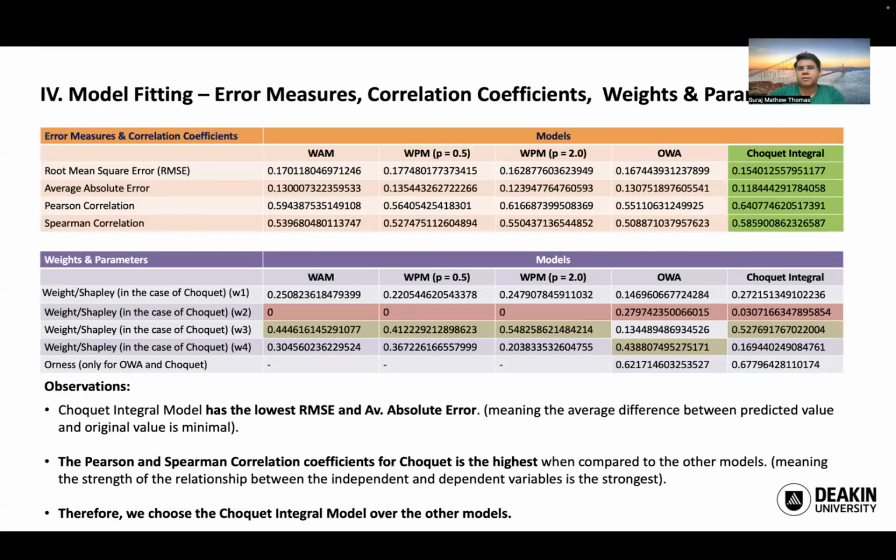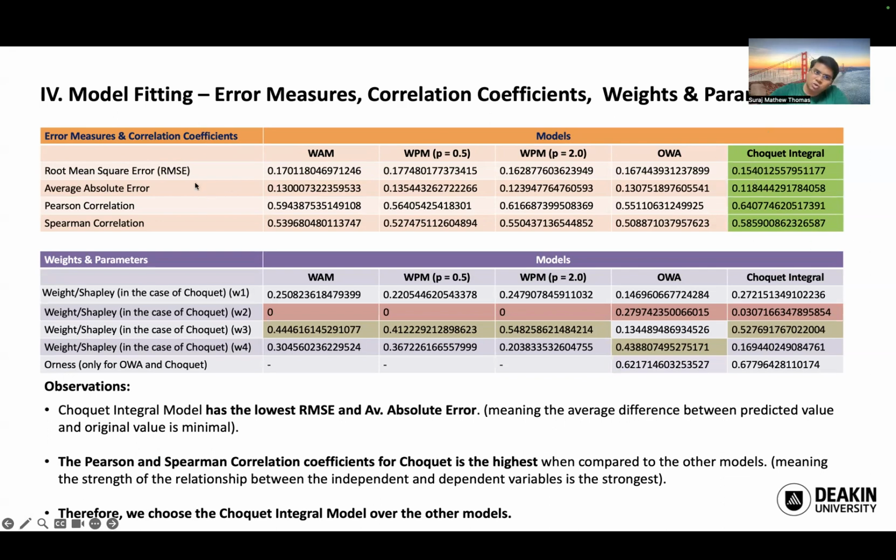Now, model fitting. For model fitting, we have been given 5 models: weighted average mean, weighted power mean with P equal to 0.5, weighted power mean again with P equal to 2.0, ordered weighted average, and the Choquet integral. When we fit the models, you can see that the Choquet integral has the lowest root mean square error. So this is our model of choice.